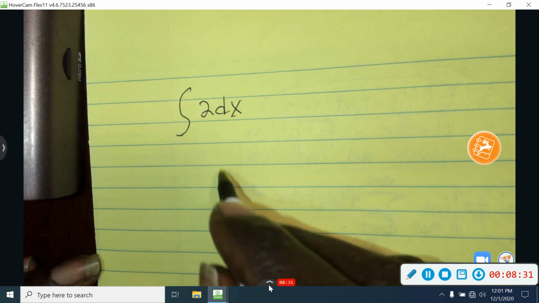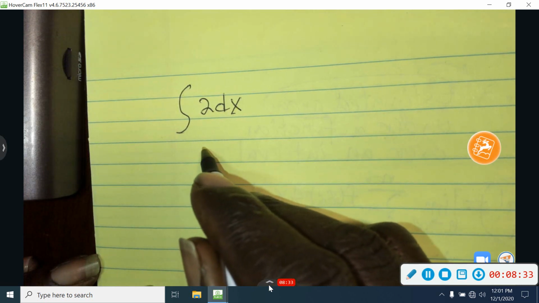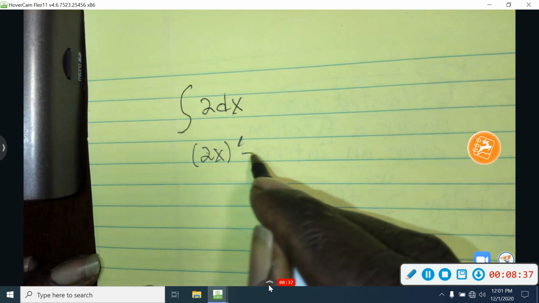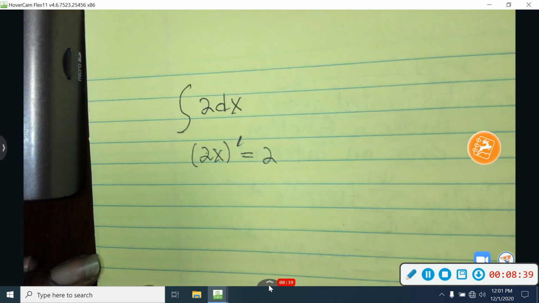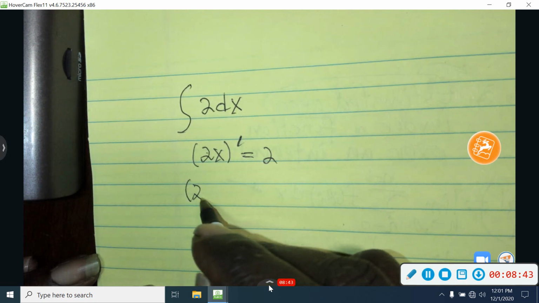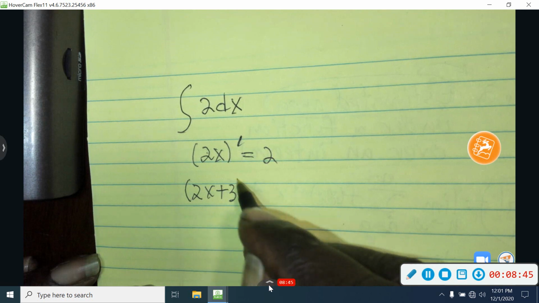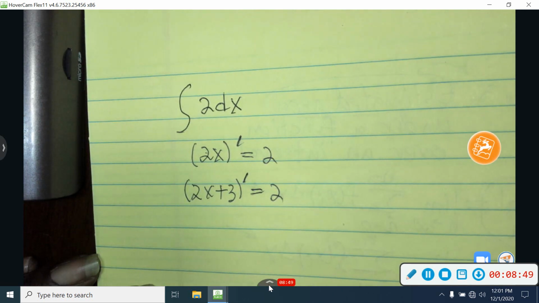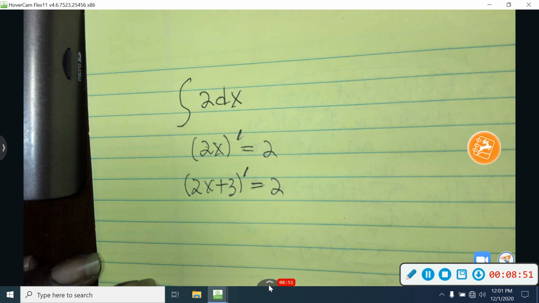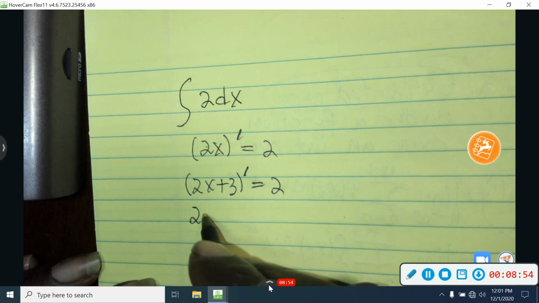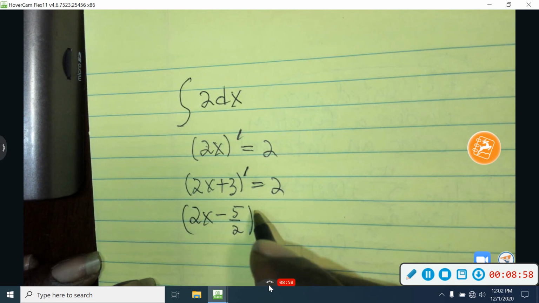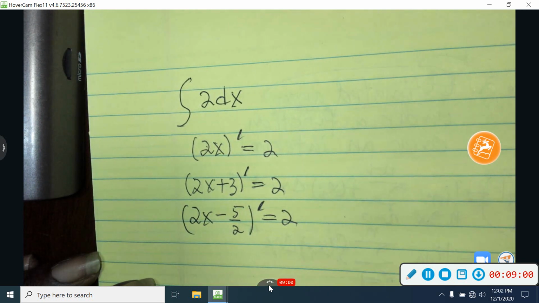Okay, well, there's a lot. Notice that 2x differentiates to be 2. So maybe the answer is 2x. Well, wait a minute. 2x plus 3. When we take the derivative, we also get 2. Ouch. Well, wait a minute. 2x minus 5 halves. When we differentiate that, we get 2.